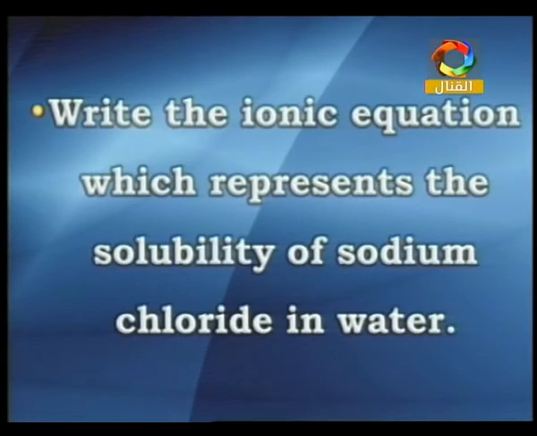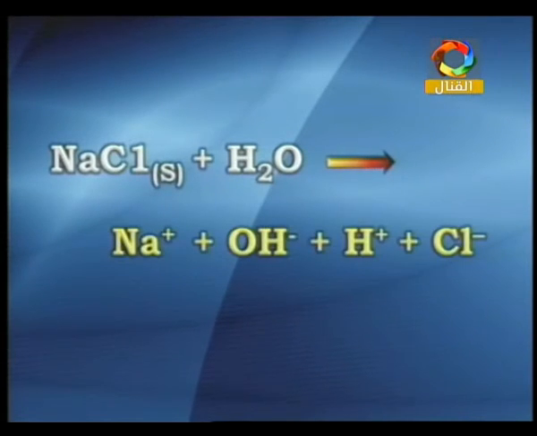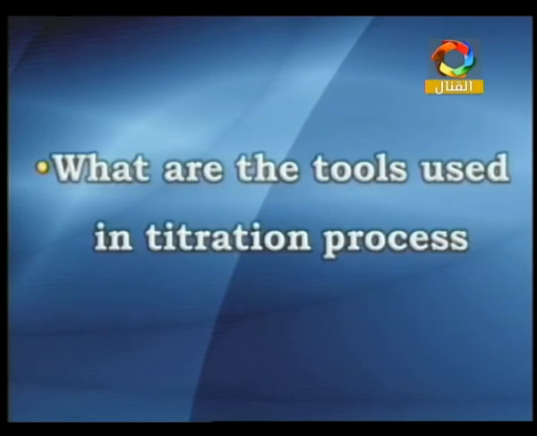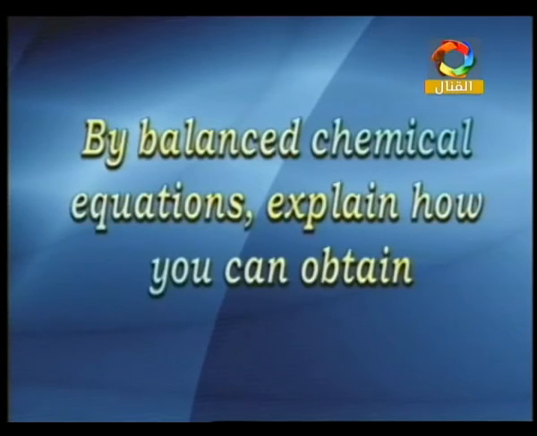Next type of questions. Write the ionic equation which represents the solubility of sodium chloride in water. NaCl solid plus water gives Na positive plus OH negative plus H positive plus Cl negative. What are the tools used in titration process? Conical flask, pipette, and burette.